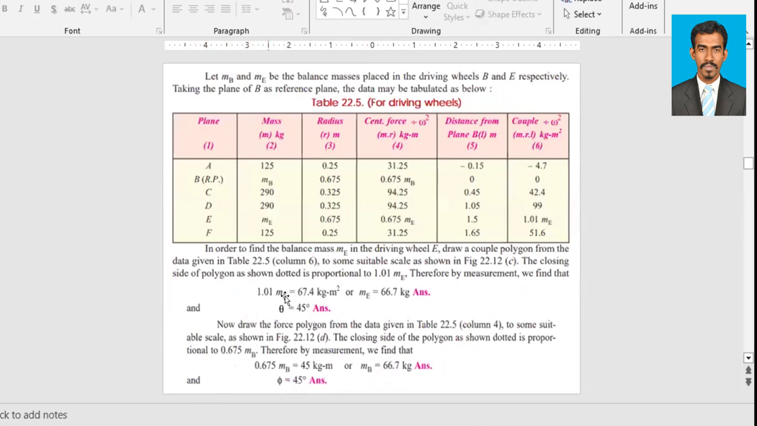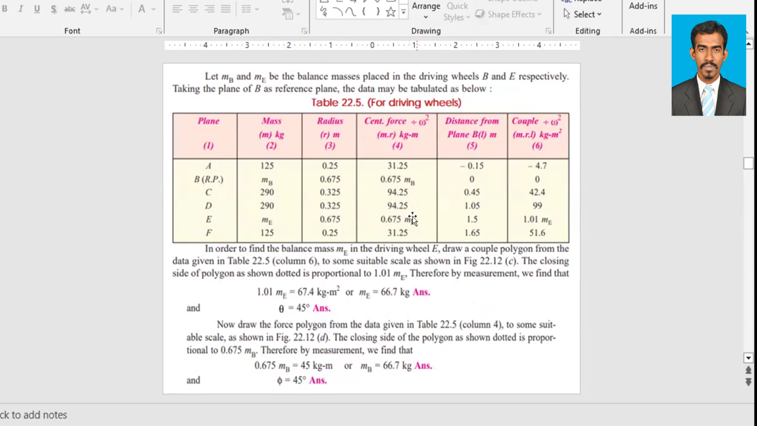Okay, right? So 1.01 ME is equal to 67.4 units. So ME will be equal to 67.4 upon 1.01. That will give you 66.7 kilogram. Right? So now we have found the ME. ME is known. If ME is known, ME into 0.675, this value is also known.